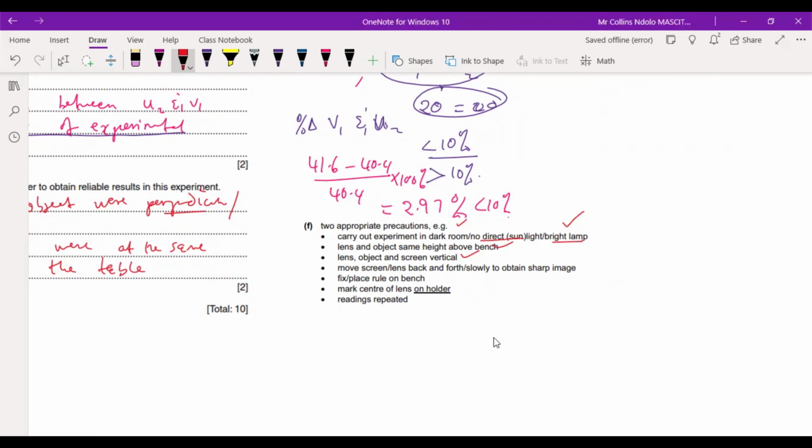Move the screen back and forth slowly. I think that is also something that I did, you can see it on the video. Place a rule on the bench. I did this, but I didn't fix it. Mark the center of the lens on the holder. There's a line there that I used, but I didn't mark it. Readings repeated: for every, let's say, V1, instead of just getting one value, you can get different values of V1, maybe three, then you find the average.